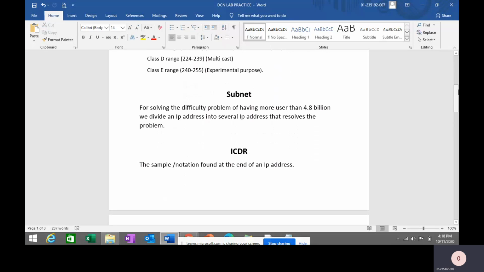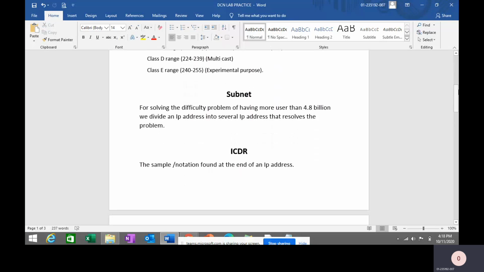What is the concept of subnet? Why is subnet required? For solving the problem of having more users than 4.8 billion, we divide an IP address into several IP addresses, which resolves the problem. Around the world, the number of users using IP addresses is increasing day by day, which means there's a burden on IP addresses and the network traffic is too high.